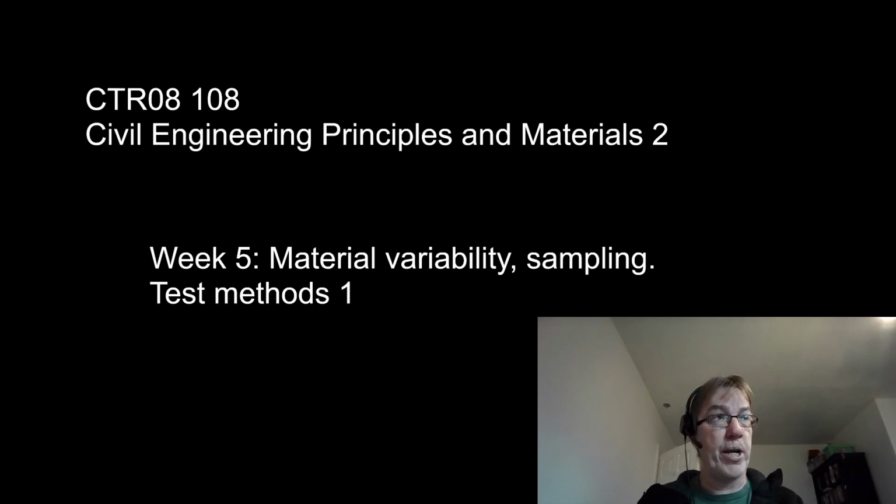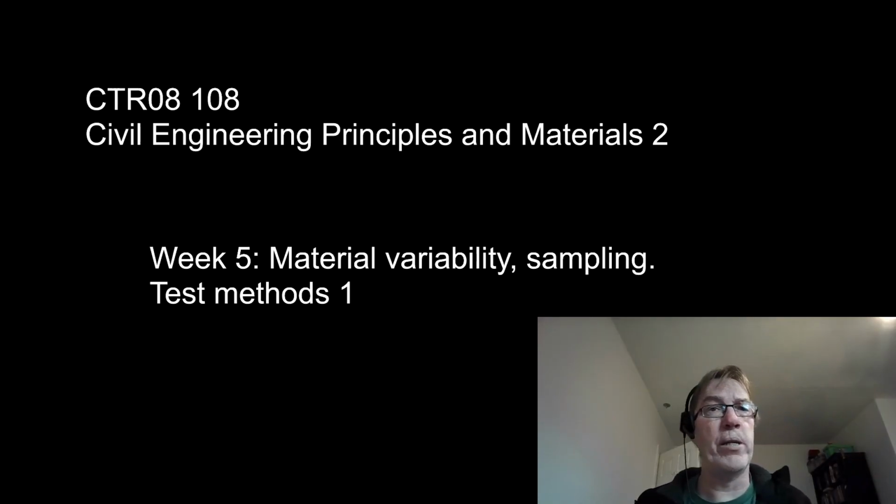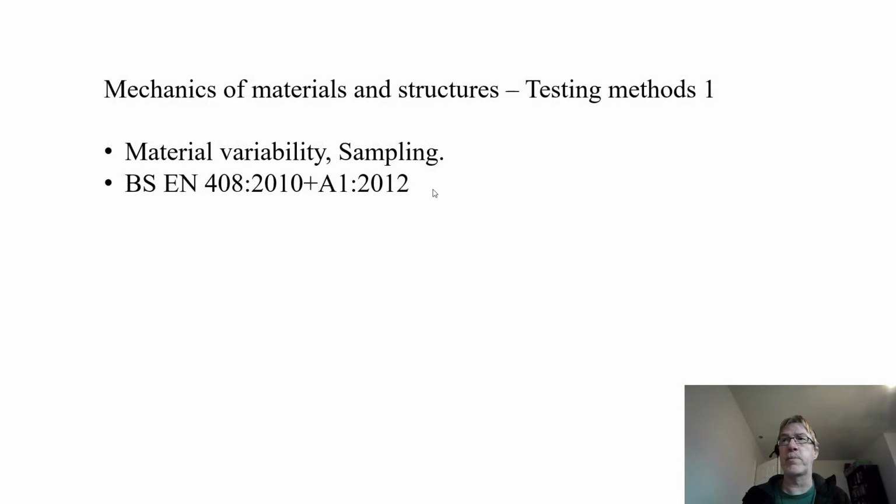Hi, this is Andrew again, CTR08108, Civil Engineering Principles and Materials 2. This is the fourth lecture, today we're looking at material variability, sampling, and also test method 1 from BS EN 408. I'll just pop over to our presentation slides.